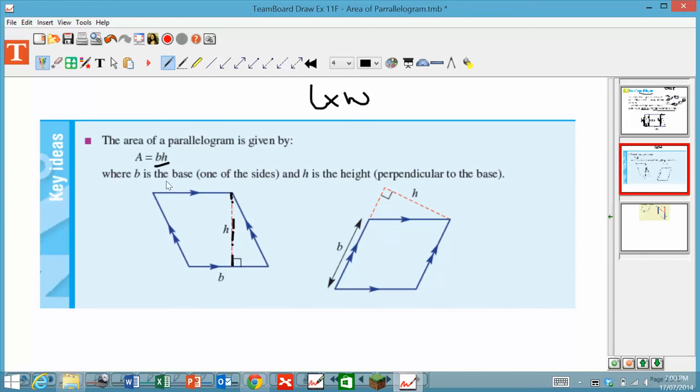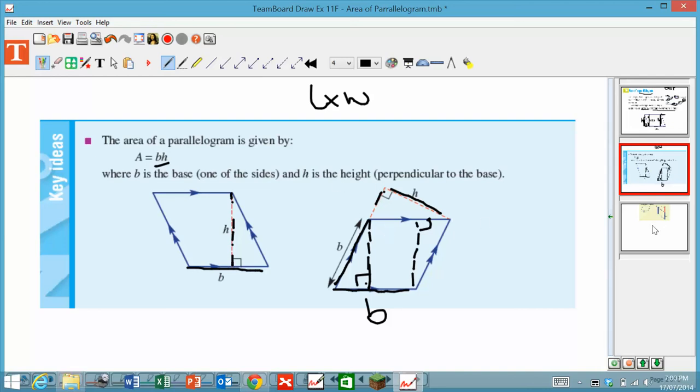So B is the base. The base could be here, with the base extended out to find the height. Or they could have labelled this one as the base and then found the height in here, or found this height. It doesn't matter which height you use or which measurements, as long as you can find a base length and get a height, we're all good.